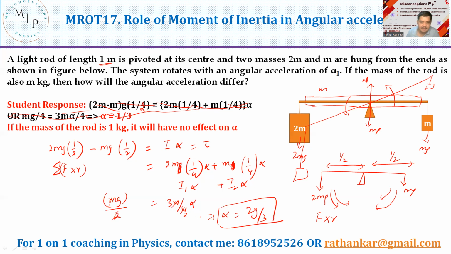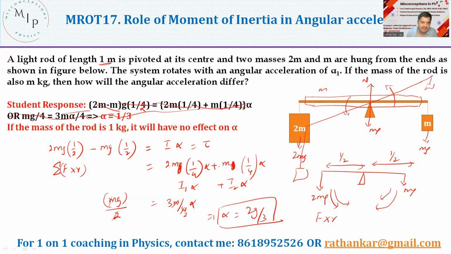Now you see, I did not use the mass of the rod. Even if I get a mass of the rod here, it doesn't play a role. The reason is that this alpha becomes 0 here, right? Alpha becomes 0. Therefore, I need not count it. That's what he has done.